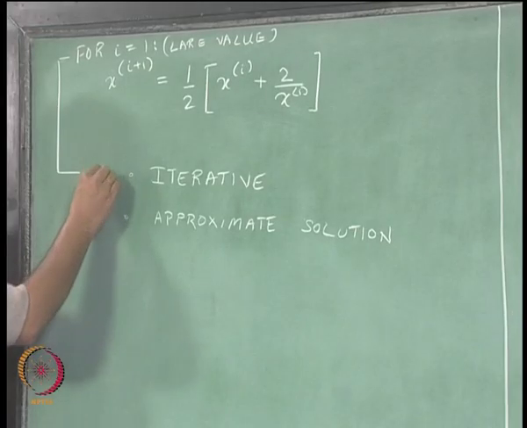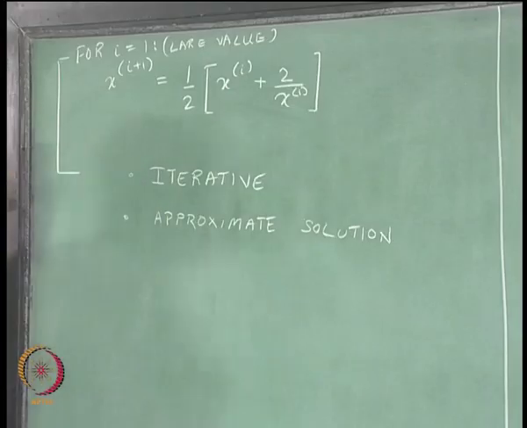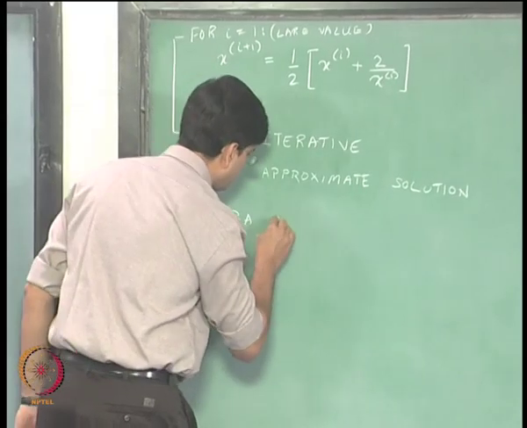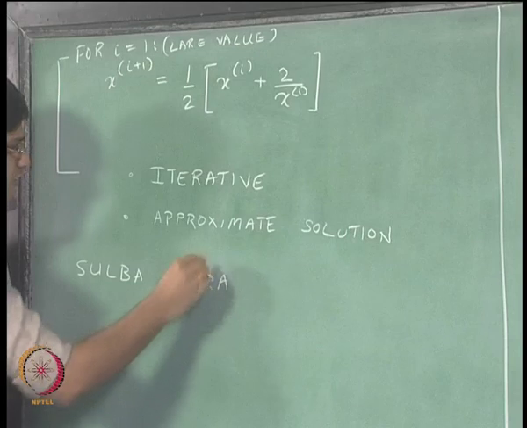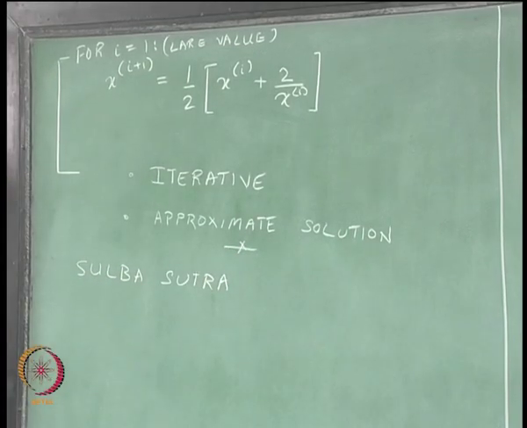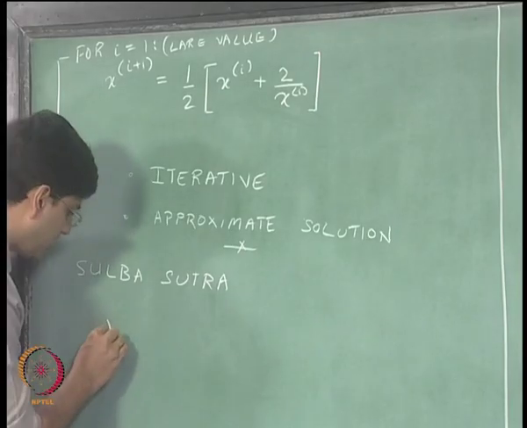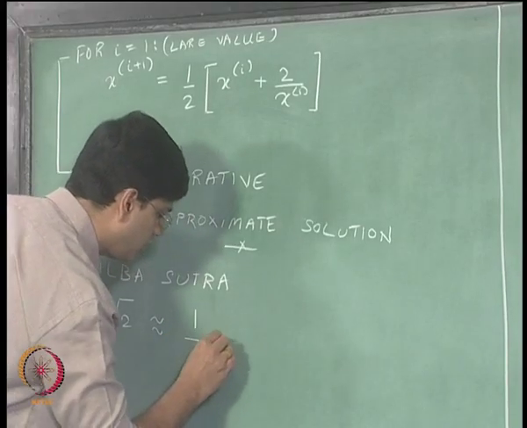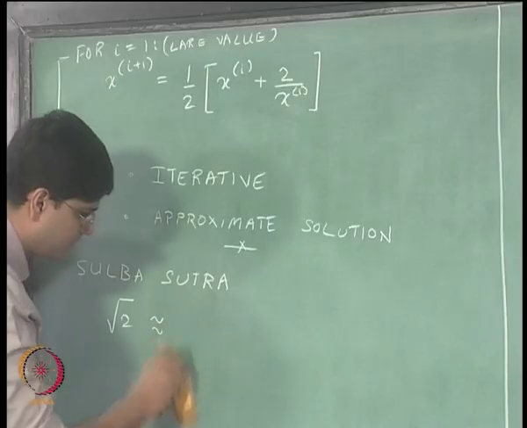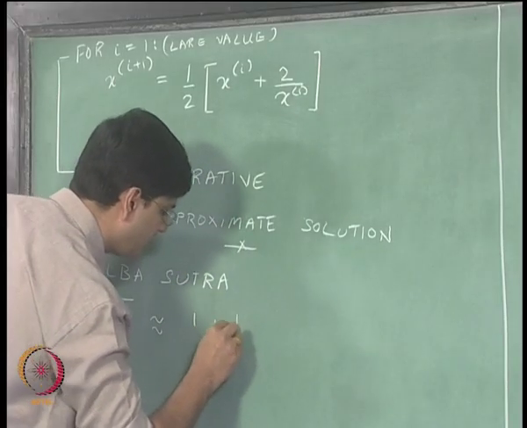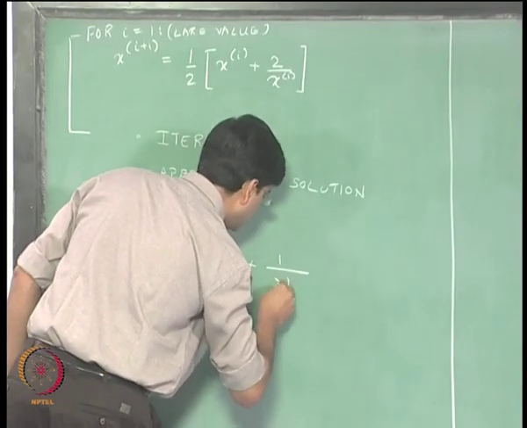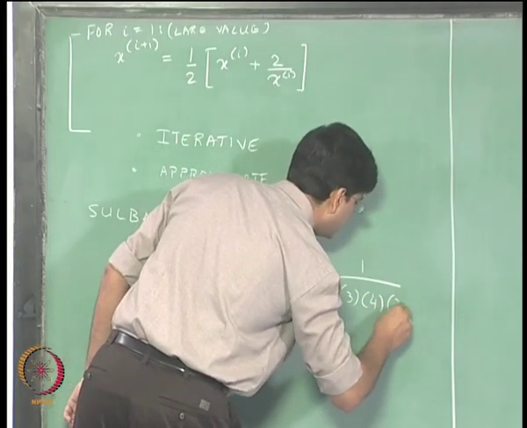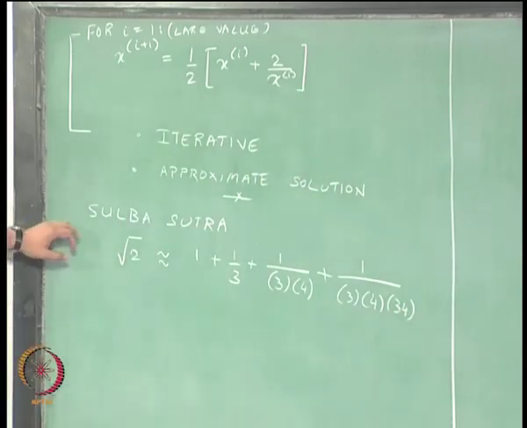What the Babylonian algorithm is, it is an iterative algorithm and it gives you an approximate solution. In India, we had this Sulba Sutra, it came independently and approximately 1000 years after the Babylonian method, and according to this Sulba Sutra, square root of 2 is approximately equal to 1 plus 1 by 3 plus 1 by 3 multiplied by 4 plus 1 by 3 multiplied by 4 multiplied by 34. Okay. So this was the Sulba Sutra.